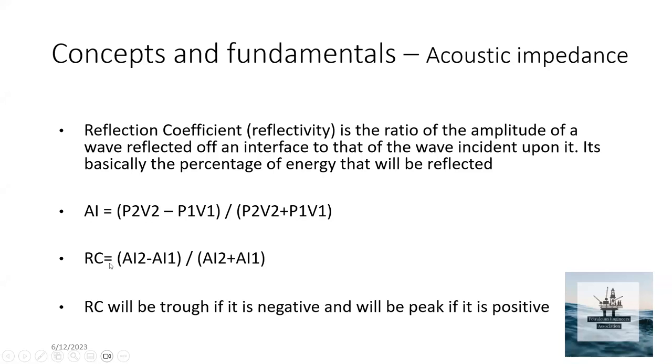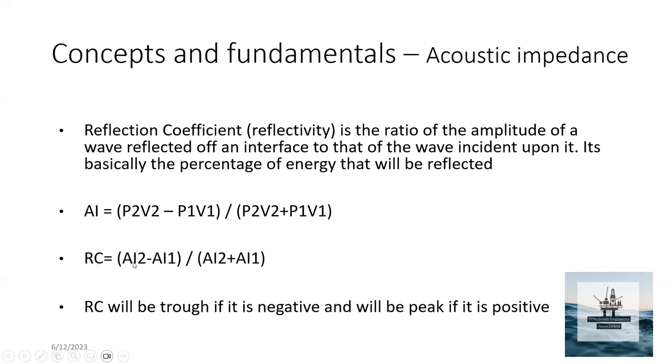The reflection coefficient equals the acoustic impedance of layer 2, where 2 represents the number of the layer. Let me make it clear. Rho 2 V2 is the density and velocity of the second layer, subtracted by the multiplication of density and velocity of the first layer, divided by their summation again.